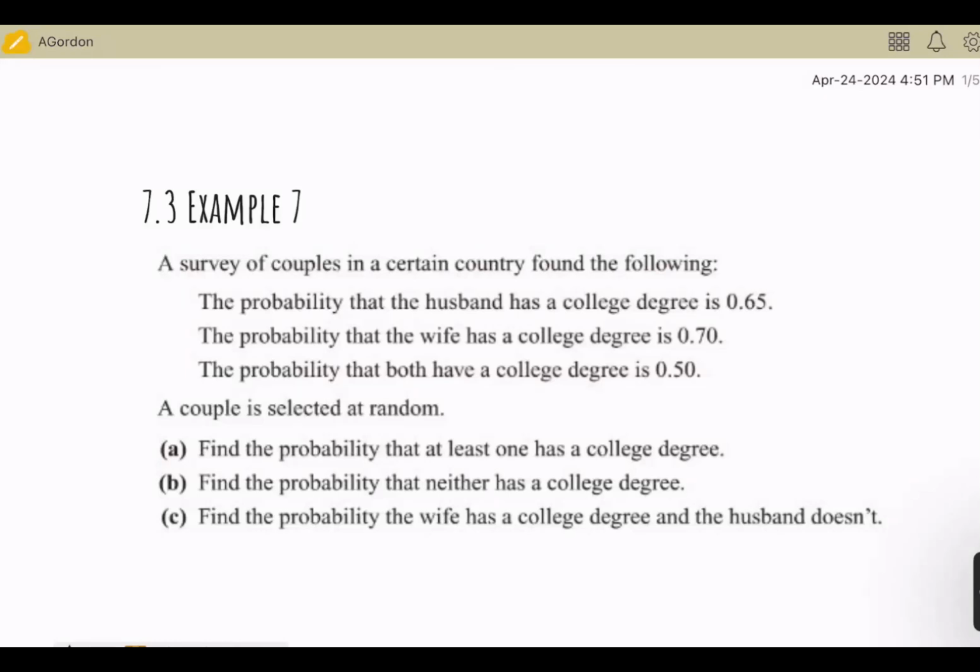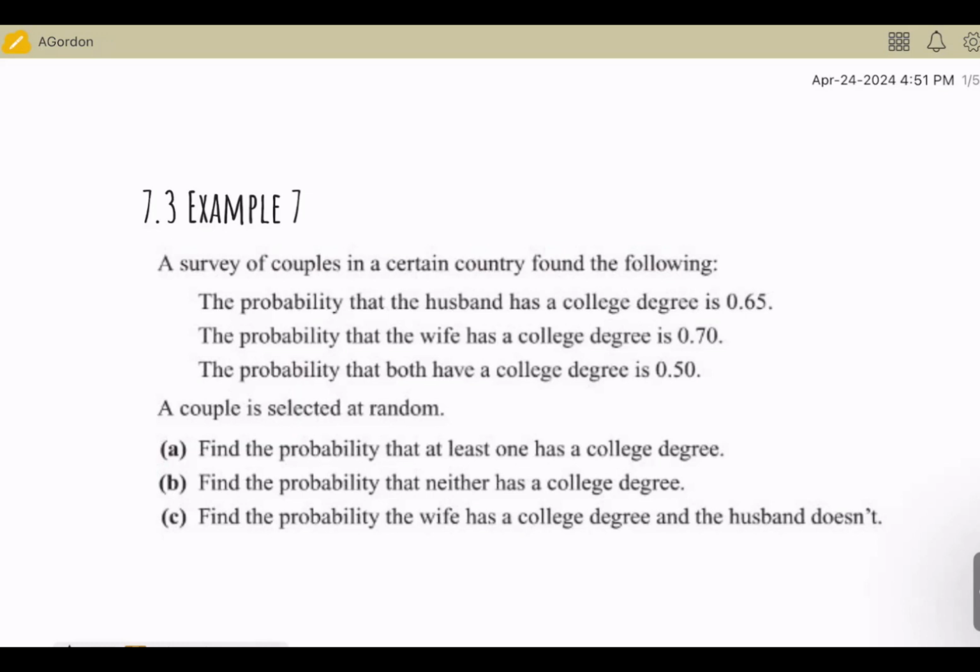This is example 7 in section 7.3 on compound events. So this was one that gave us a little bit of trouble, so I'm going to talk about how to solve this type of problem. In this one, we are given the probability of these three events, and we've got to find the probability of one or neither or both happening at the same time.